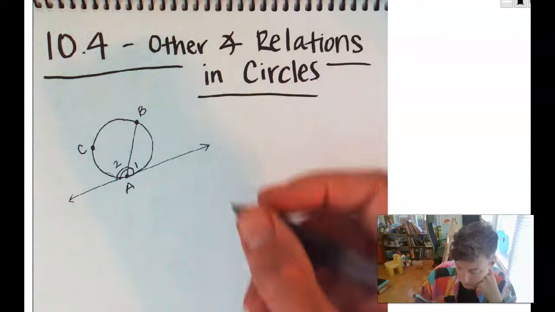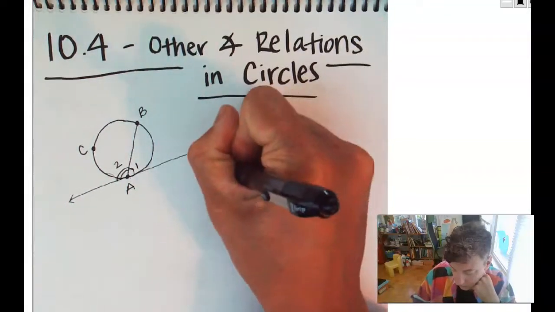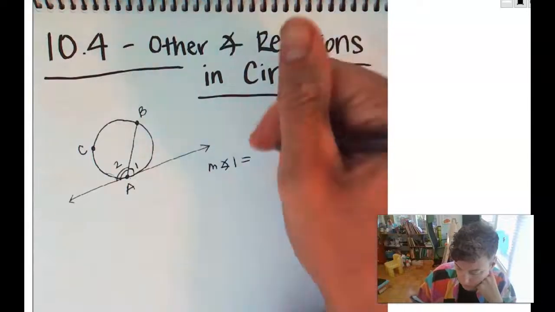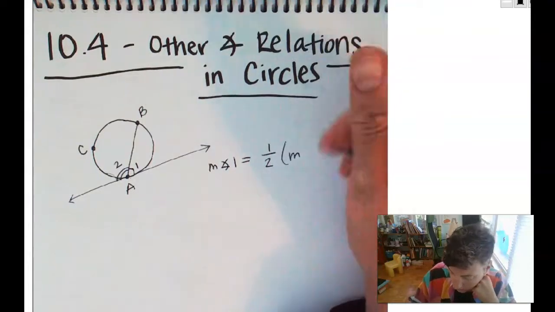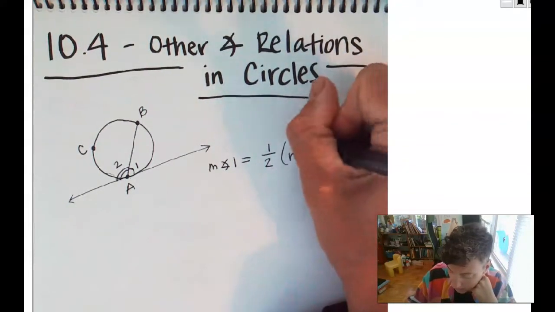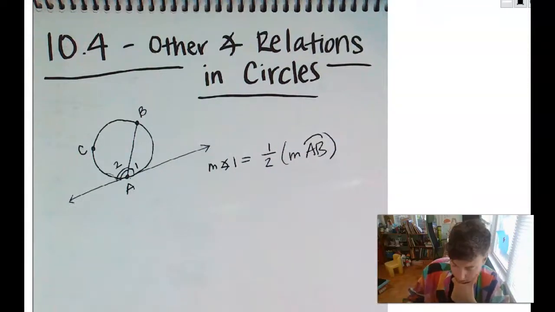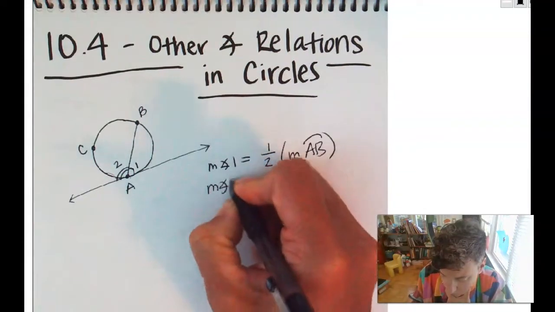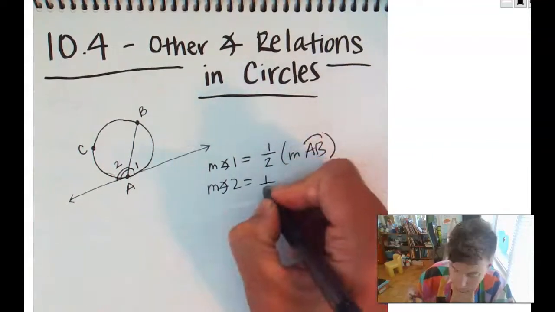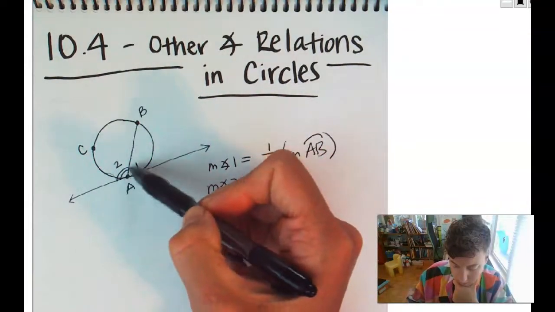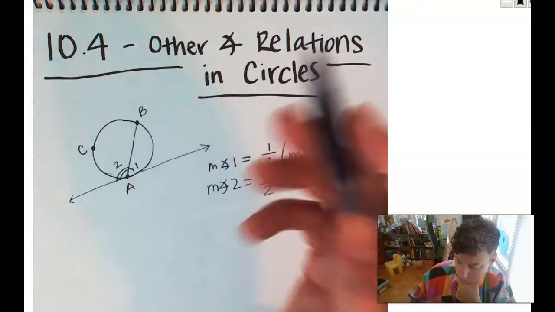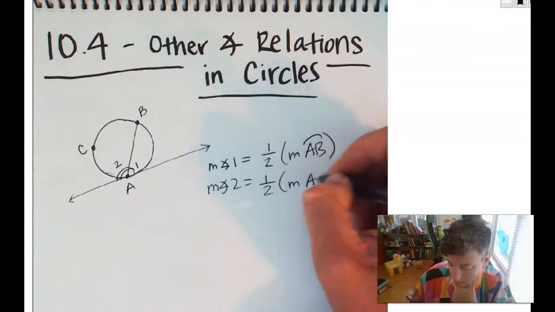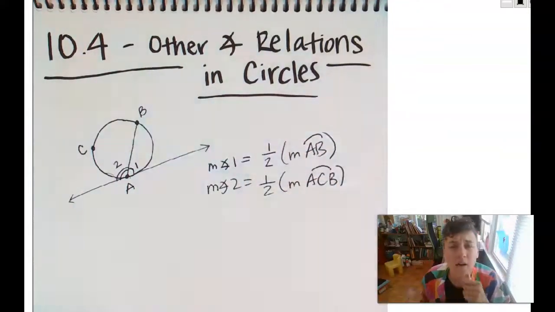So, the measure of angle 1 is going to be 1/2 the measure of arc AB, and the measure of angle 2 is going to be 1/2 its intercepted arc. Angle 2 has an intercepted arc of the big one here. So arc ACB, 1/2 the measure of arc ACB. Cool. Let's do a couple examples with that sucker.